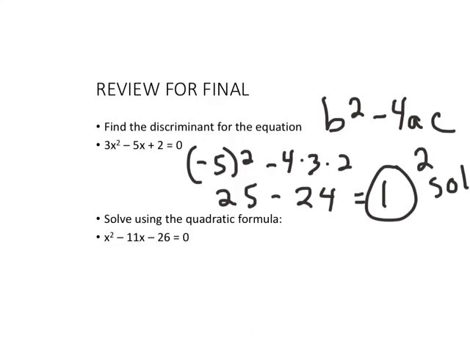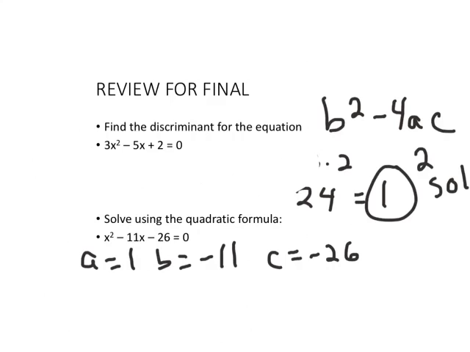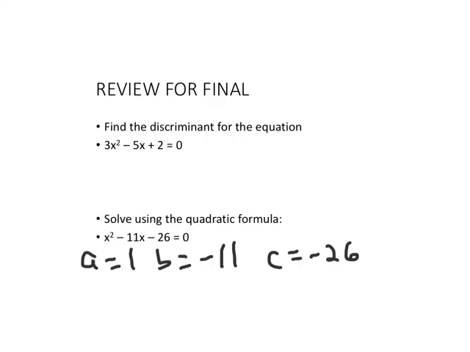All right, let's jump to the last problem here, Titans. The last problem, a equals 1, b equals negative 11, and c is equal to negative 26. Those are the 3 key values that I want to go ahead and identify so that I can plug them into the quadratic formula. Because as the directions say, we're going to solve using the quadratic formula. I'm going to go ahead and clear some space up above.